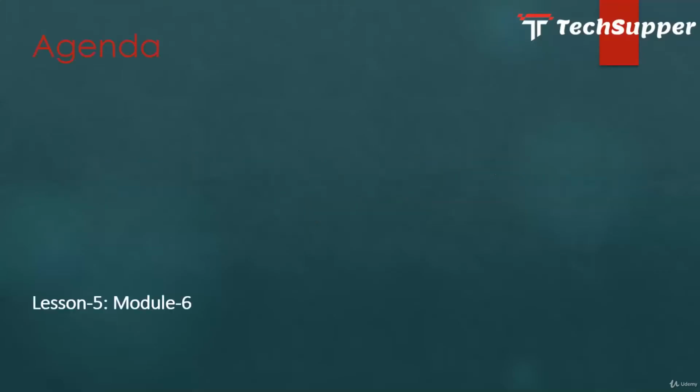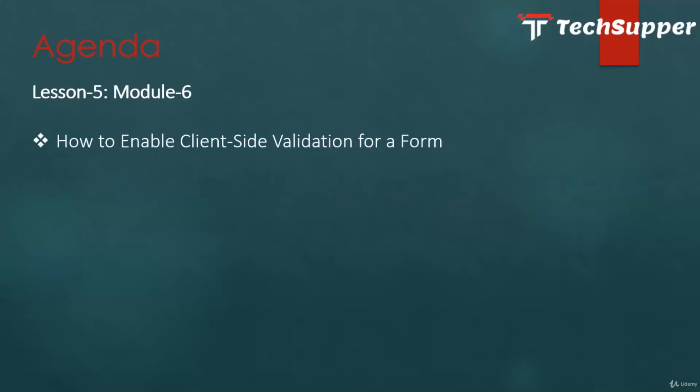So this video is part of module 6 and here we are going to look at how to enable client-side validation for a form. If you have created a form on a VBCS application and you wanted to validate fields, like the field has a value or not, like the mandatory or something like this, then you can do this in the VBCS via JavaScript. So let's go ahead and try to make this happen via VBCS.